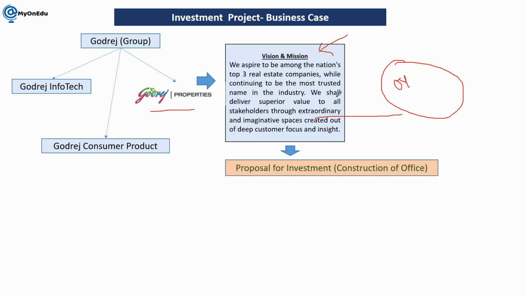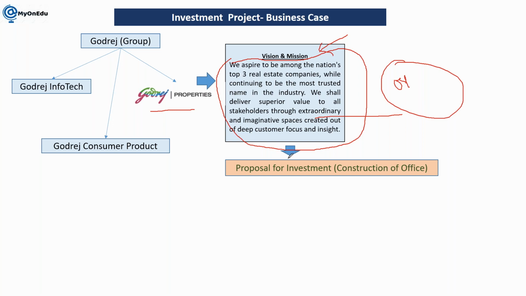We will not go away from this vision and mission. We cannot think of IT, FMCG, or anything else. We are completely focusing on these lines. So we have to execute projects which help us achieve this, which means executing real estate projects, construction projects, residential or commercial projects, not infrastructure projects.